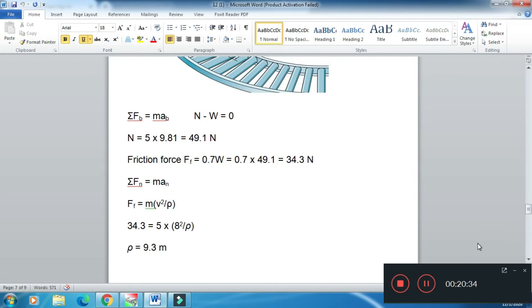So this is the minimum radius of curvature. If the radius of curvature is decreased, then we need more friction force, and if we do not get more friction force, then the carton can slip from the conveyor.